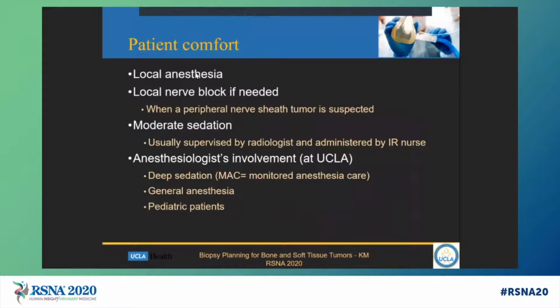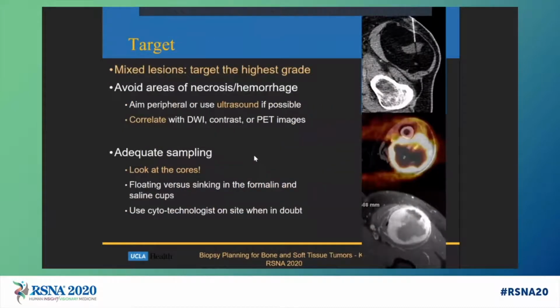Use anesthesia as needed, which is going to range from local anesthesia all the way to involving an anesthesiologist as needed. Target the highest grade in the lesion and avoid necrosis or hemorrhage, and use ultrasound as much as possible for soft tissue tumors and/or correlate with DWI contrast or PET imaging to get to the areas where the money is. And once you have the cores, look at them.